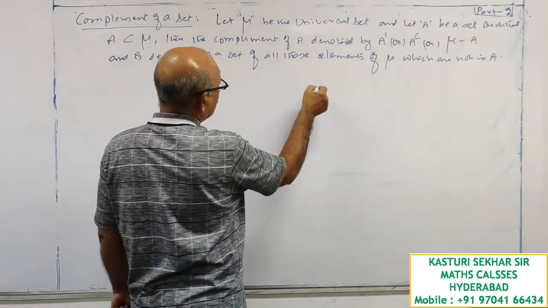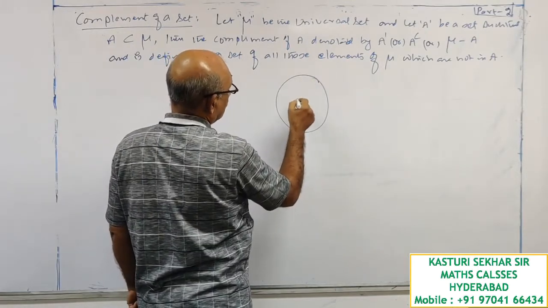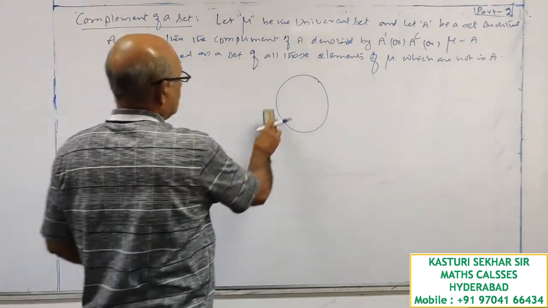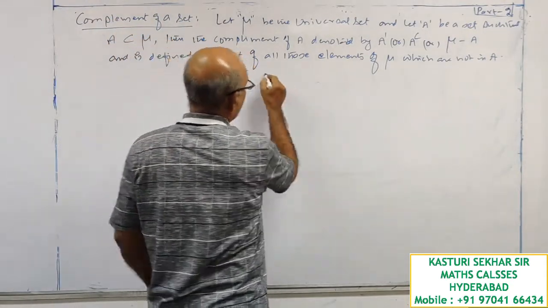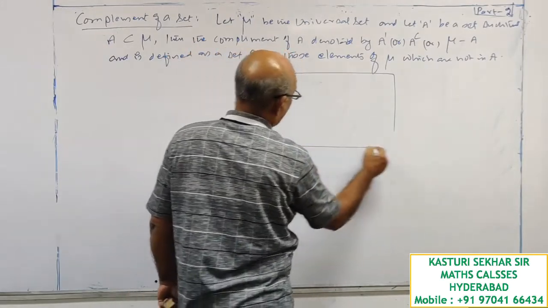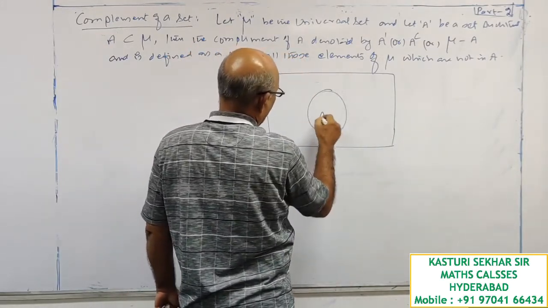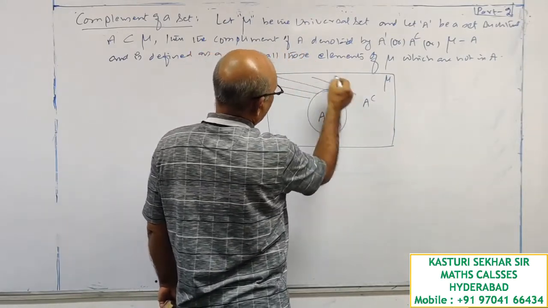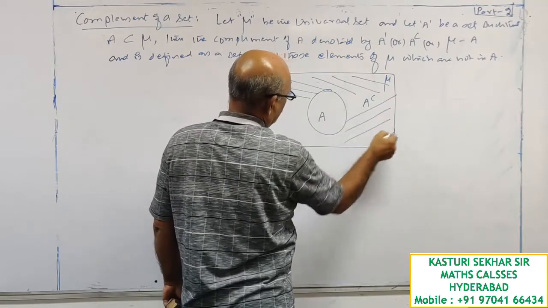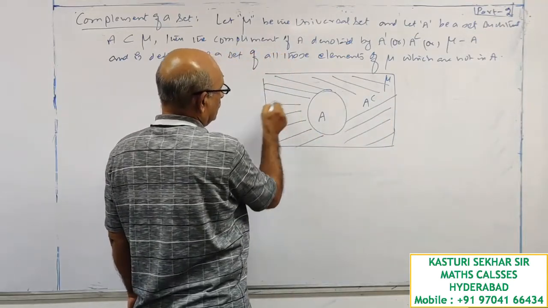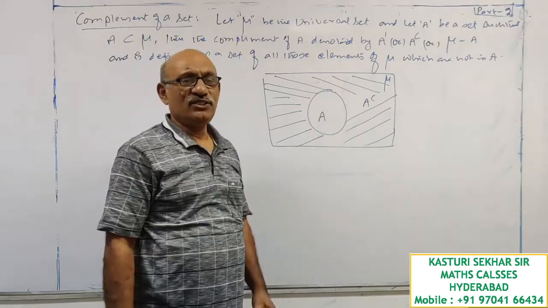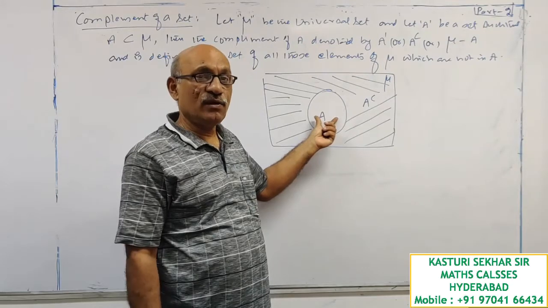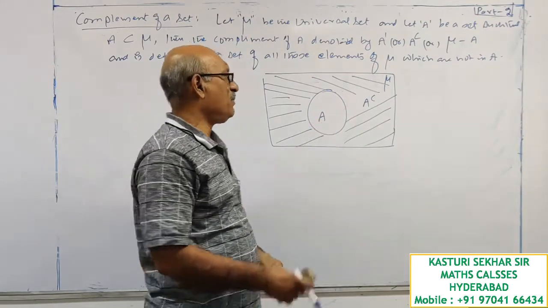Let us see. This is A, this is A complement, mu. A complement means this part. This part is A complement, shaded portion. So from universal set, what you are doing? Excluding the elements of A to get A complement.